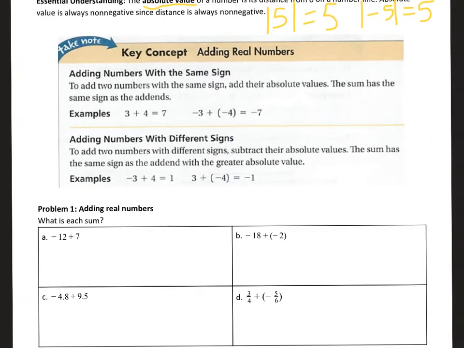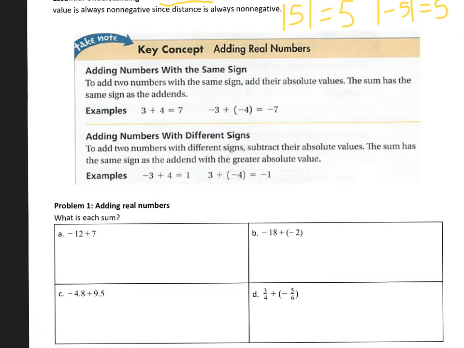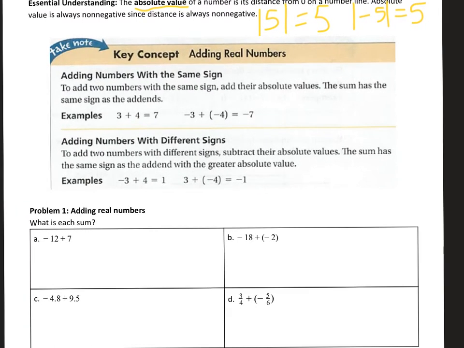So, some tricks for adding real numbers. When you add two numbers with the same sign, add their absolute values. So if you have 3 plus 4, the absolute value of 3 plus the absolute value of 4 is 7. Negative 3 plus negative 4: add their absolute values together, that's 7, and you keep the same sign as the numbers you're adding. That's when you're adding numbers with the same sign.